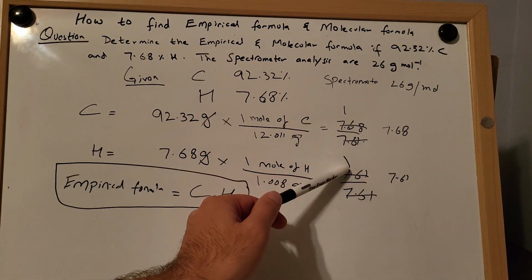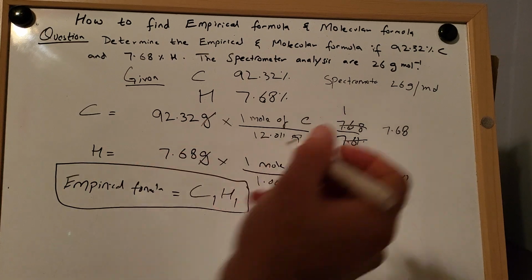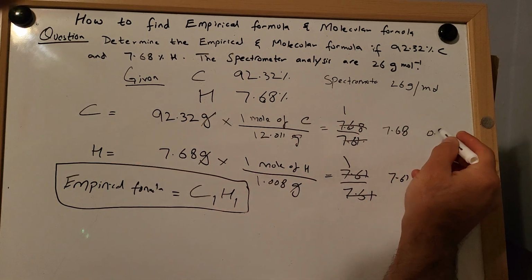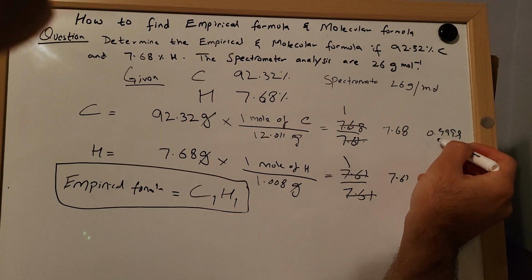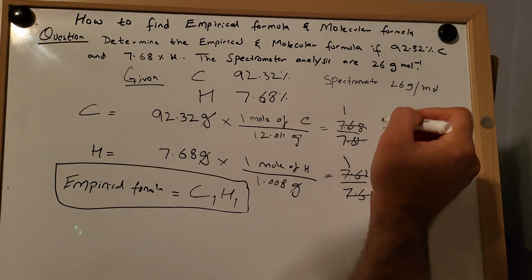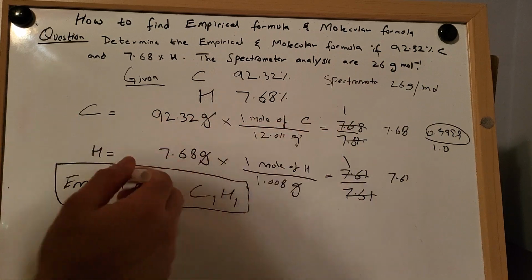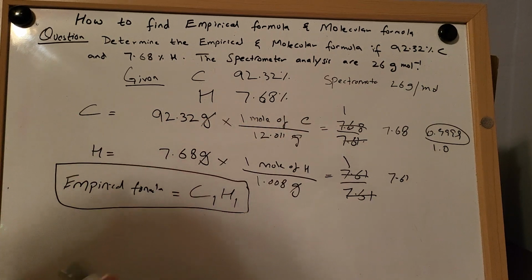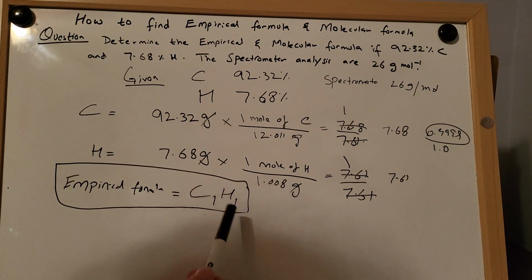So we divided both terms by 7.61 and 7.61. This one becomes exactly 1, and this one was 0.99999, something like that, but when you round it, you get 1.0. So we have 1 and 1. So we got carbon 1, hydrogen 1, and this is our empirical formula, carbon and hydrogen. Okay, so now we got the empirical formula done.